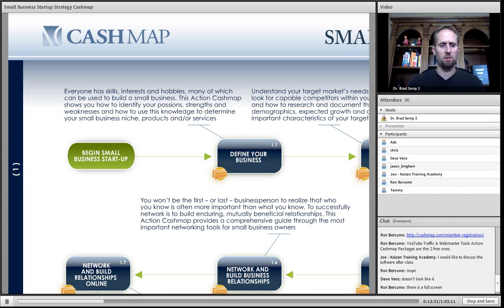So we're going to start here at begin small business startup and move right into number 1.1, defining your business. The big thing here, right, is to make sure that you are comfortable with your business decision. And that's what we get into in the action cash map: really looking at how to identify your passions, your strengths, your weaknesses, and then leveraging that knowledge to say, okay, this is a business area that I want to be in, or I do not want to be in, right? So what is your particular niche?